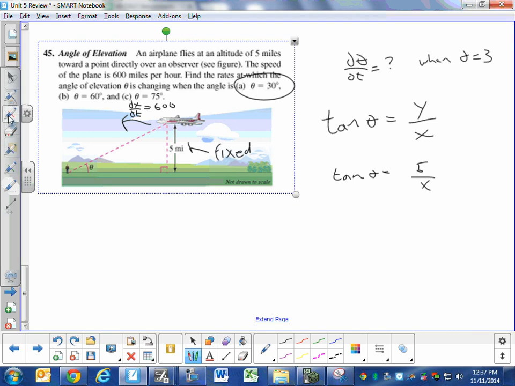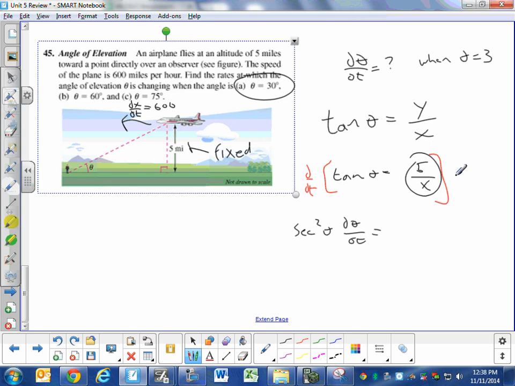Well, I've simplified it. Let's take the derivative and see what happens. I get secant squared theta d theta dt. Now, here's a big mistake made. The derivative of 5 over x is not 5 over dy dx, or dy dt, or dx dt, I mean.